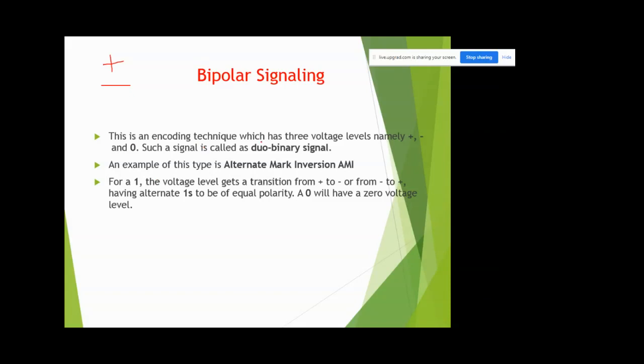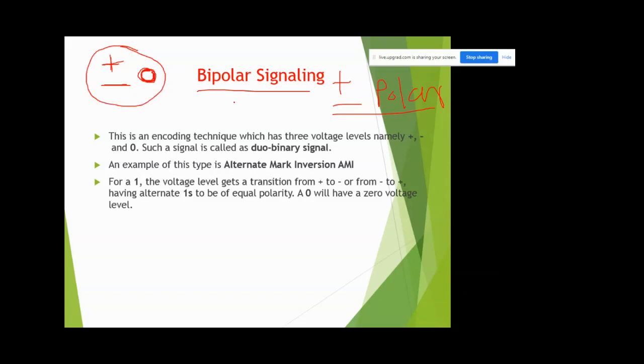This is an encoding technique which has 3 voltage levels, namely positive, negative and 0. So such a signal is called a bipolar signal. Bipolar means positive, negative, and 0 voltage as well. In polar signaling, there were only positive and negative voltage levels. But in bipolar signaling, positive will be there, negative will be there, and 0 will also be there. The 3 levels we have to use in bipolar signaling.